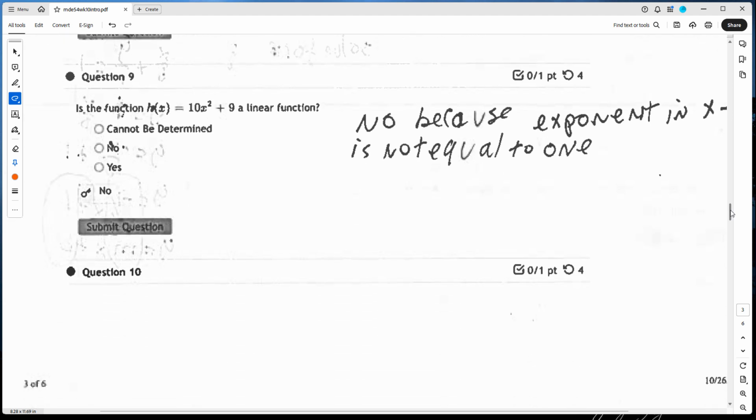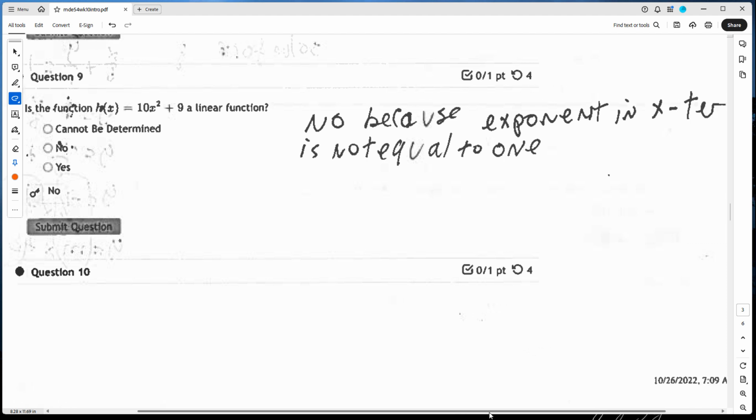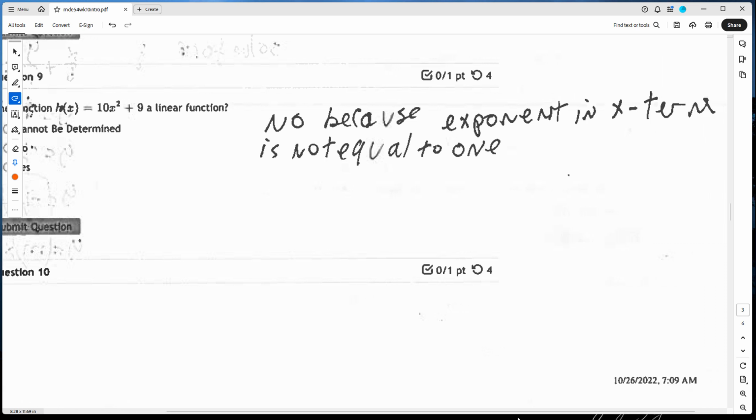Number 9 is the function h of x equals 10x squared, a linear function? No, it's not, because the exponent on the x term is not equal to 1. So what that means is that two values of x can give me the same y. So it couldn't be a straight line. This has to be a curve of some type.